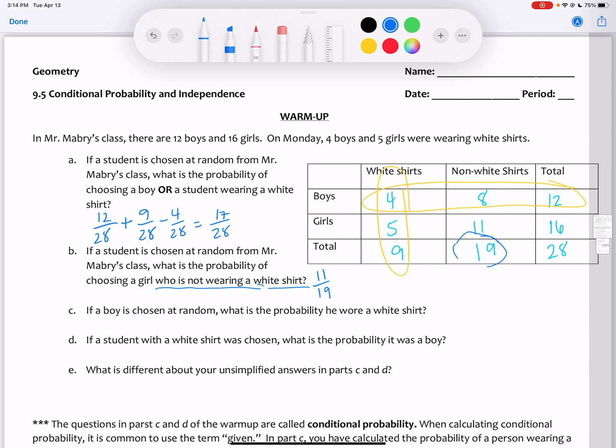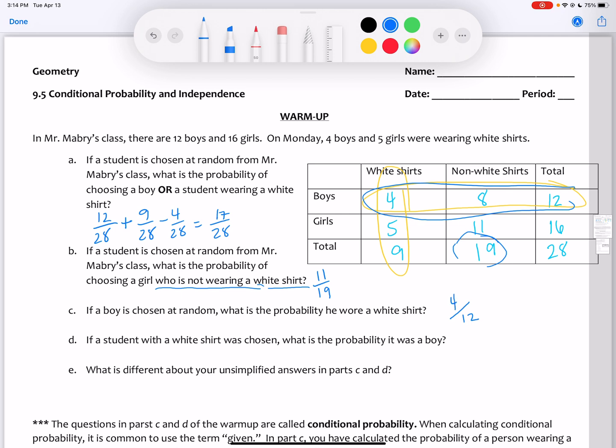So a condition is going to change the denominator so that you're looking at a different group of people when you're calculating the probability. If a boy is chosen, now the condition is that it has to be a boy. If a boy is chosen, what's the probability that he wore a white shirt? So out of 12 boys, the probability that he wore a white shirt is 4 out of 12.